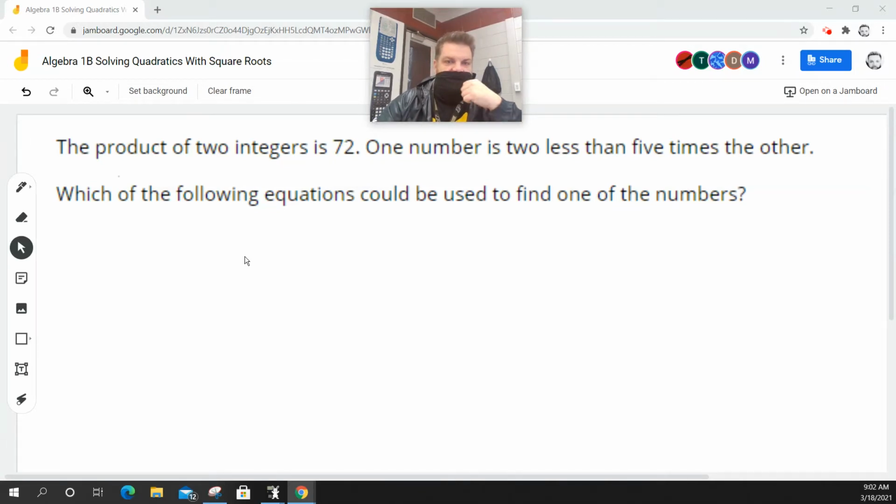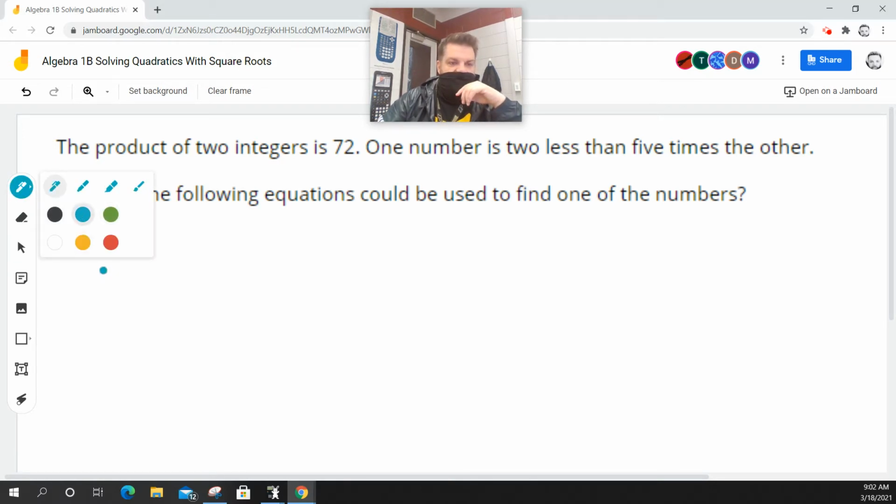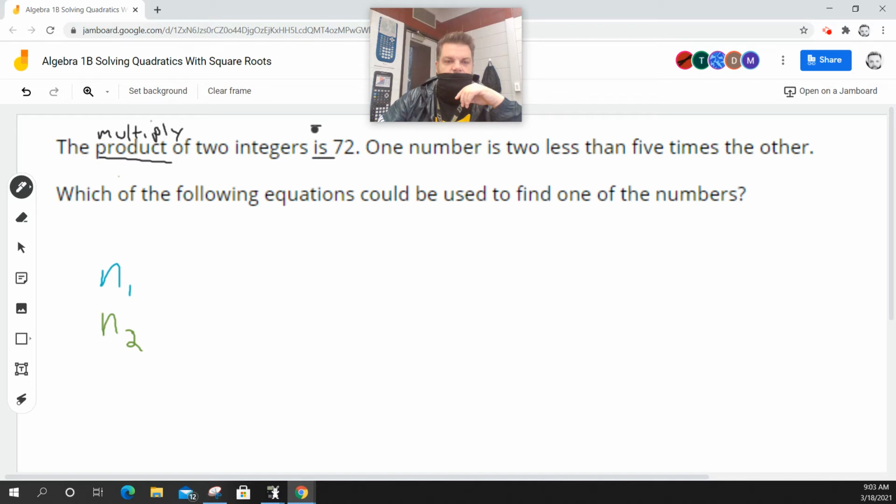All right, it says the product of two integers is 72. So this is just like the other problem, right? I'm going to have my first number, n1. Then I'm going to have my second number, n2. They're going to give us some clues, and then we're going to multiply them, and it has to equal, right? Product means that we multiply. And is means that it equals 72.